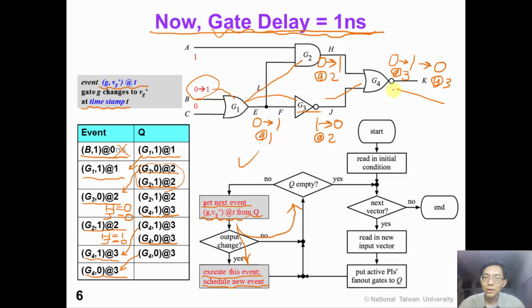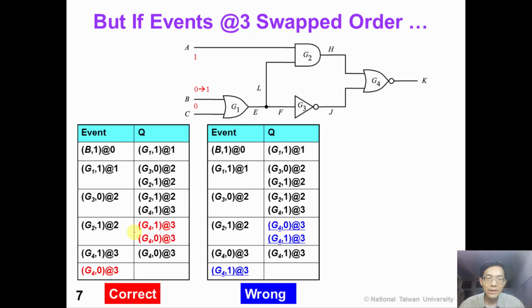Please note that at time 3, we have signal K rising and then falling at the same time. This simultaneous toggle of signal K is a little bit strange. Does it cause any problem? In the previous slide, although we obtained the correct answer at the end, this may not be true all the time. Consider this case. Suppose that the order of the 2 events are swapped. Then we would execute G4 equal to 0 first, and then we execute G4 equal to 1 later. So eventually, we will get a wrong output.